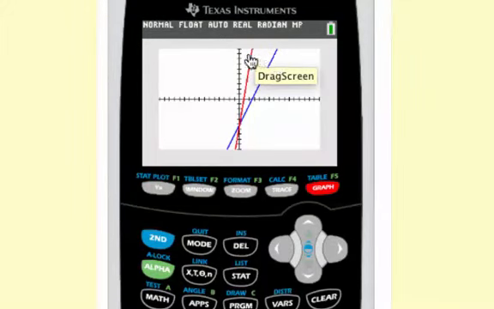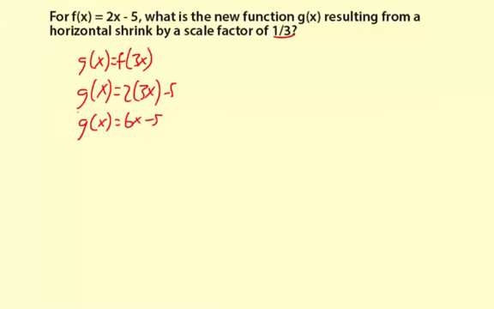So that's why it's a horizontal shrink. It's closer to the y-axis. So here's our function. G of x equals 6x minus 5, and that represents a horizontal shrink by a scale factor of 1/3.